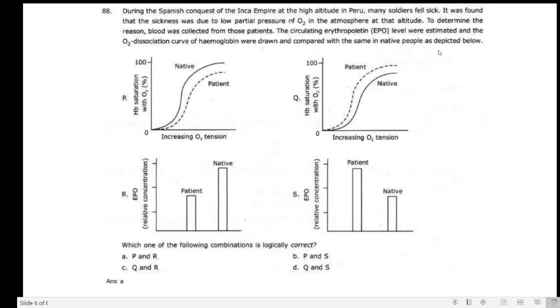So this is just a story. There are some soldiers working at that high altitude where the partial pressure is low. In that condition, they collected the blood and determined the erythropoietin and the dissociation curve. Here they mention native people and patients. Native means unaffected people; the patients are the affected ones.